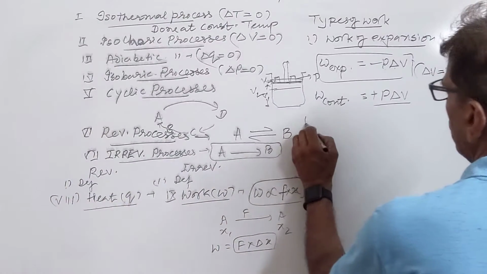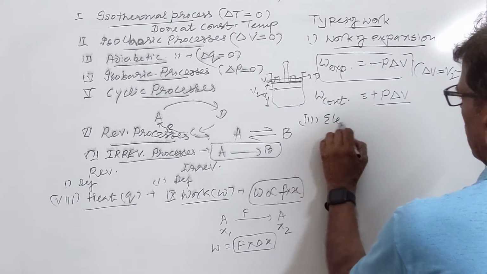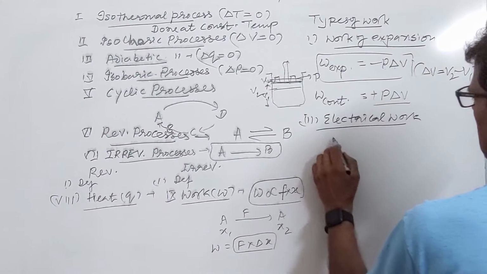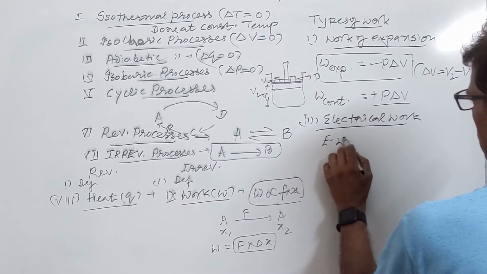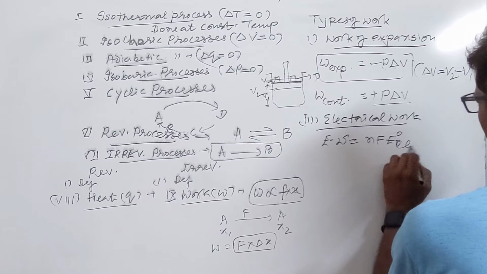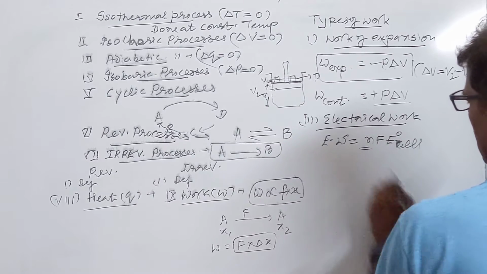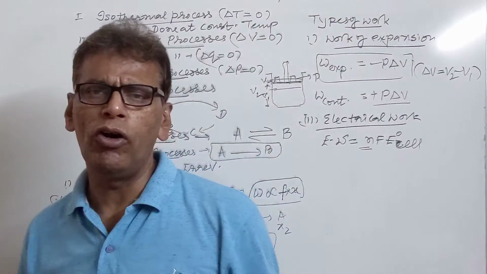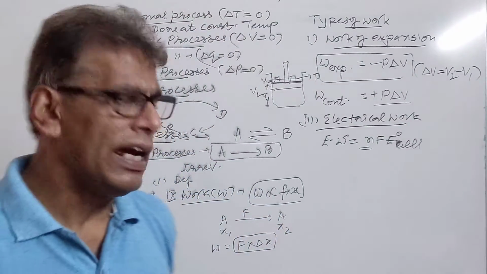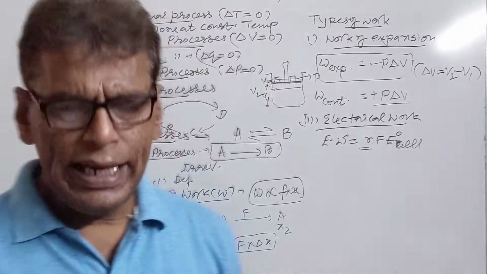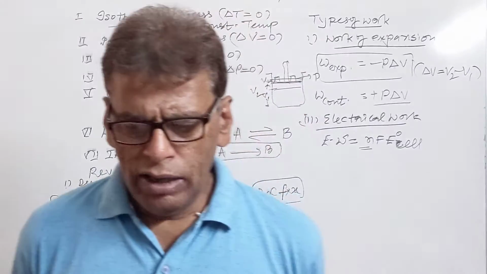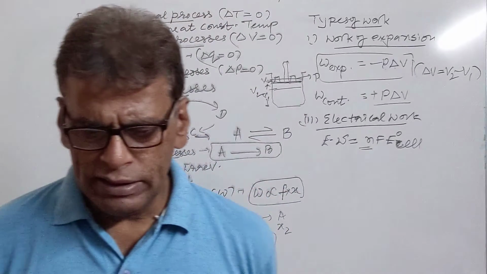Then we have the third type of work, that is called electrical work. It is given by n F E naught cell. n is the number of moles of electrons which are flowing from one terminal to another terminal. F is the Faraday, the charge carried by 1 mole of electrons, and E naught is the voltage difference between two terminals of the cell. So it is E naught cathode minus E naught anode.